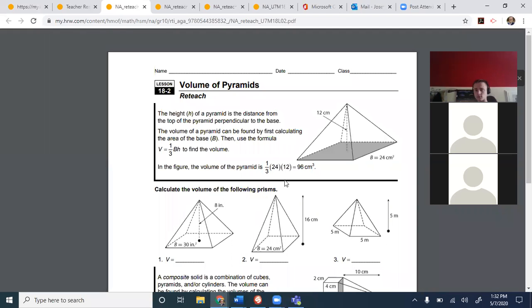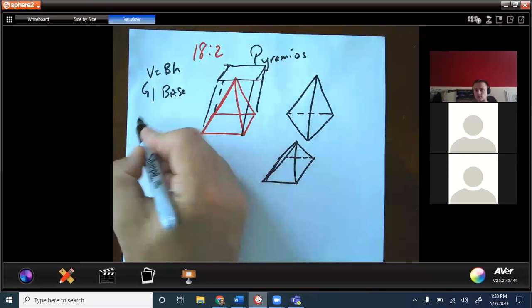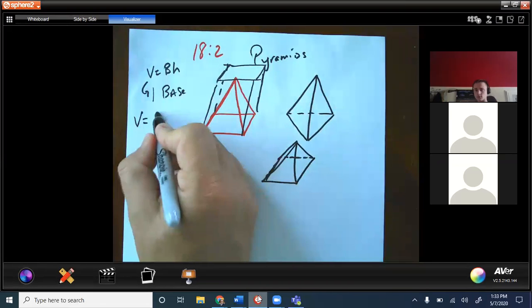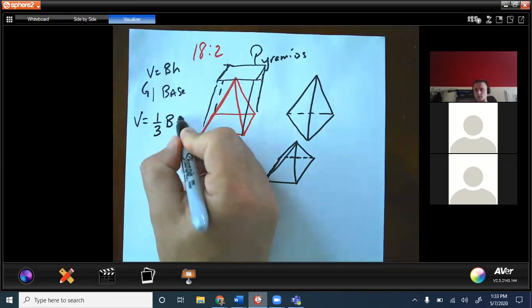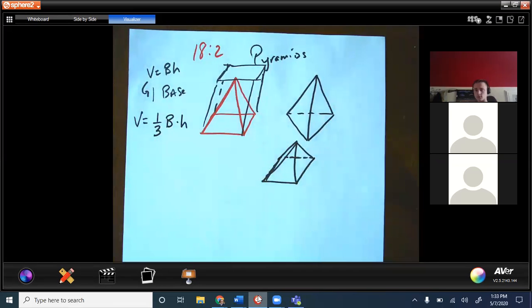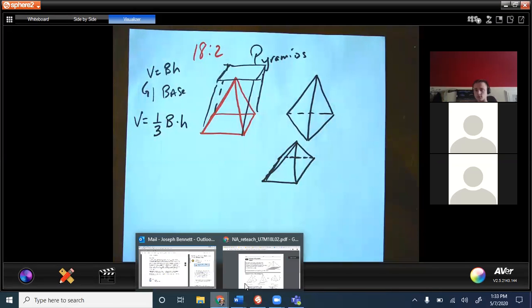Okay, so as you can see, follow my mouse now because I'm going to outline it. The volume of a pyramid can be found by first calculating the area of the base, then using the formula 1/3 base times height. So it's very similar to the cylinder and of course the prism. And so now let's go back to the paper. Since there's only one base, the volume is 1/3 the area of the base times the height. So everything else is the same, except now we take 1/3 of it. Okay. All right, let's take a look at one of these problems from today.